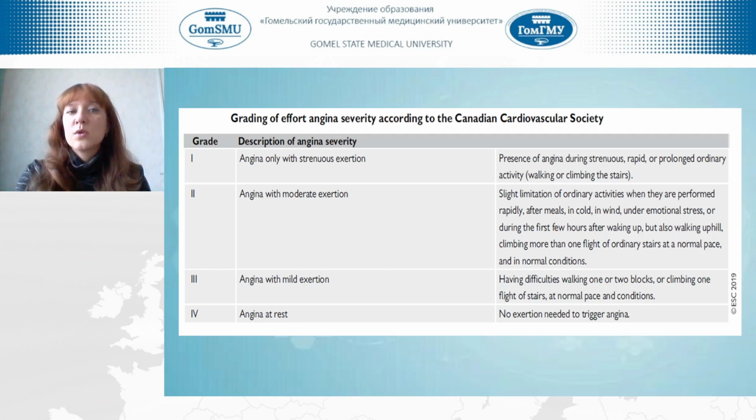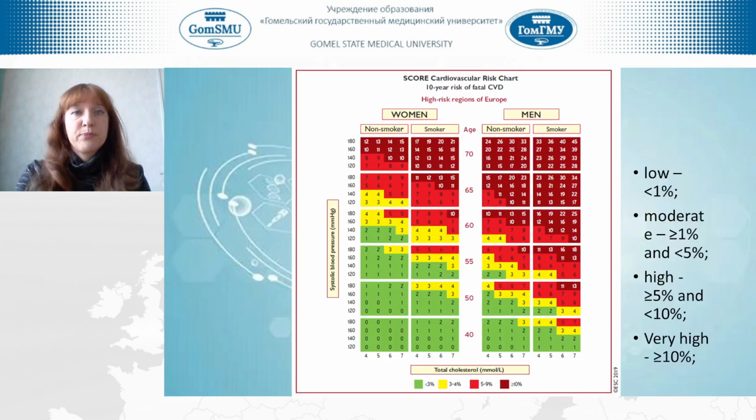Third, angina with mild exertion: having difficulty walking 1 or 2 blocks or climbing 1 flight of stairs at normal pace and condition. And last, fourth, is angina at rest: no exertion is needed to trigger angina.